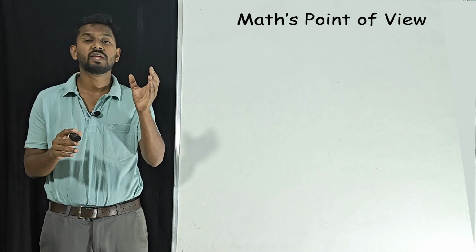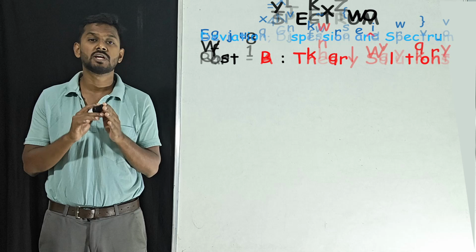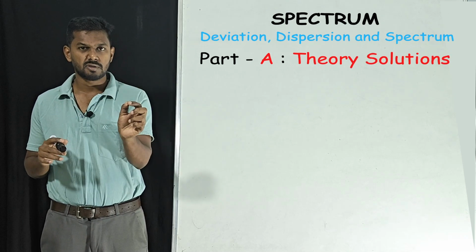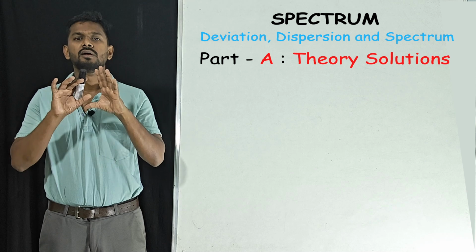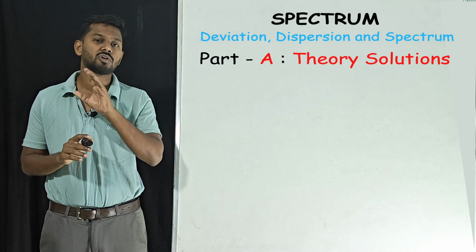Today we are going to solve each and every theory question from the chapter Deviation, Dispersion and Spectrum. This is part A of the main chapter Spectrum. So here we are going to solve the theory questions.